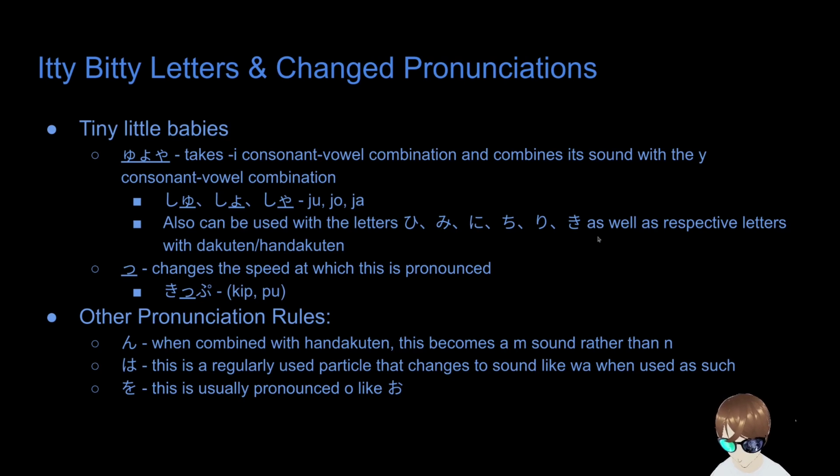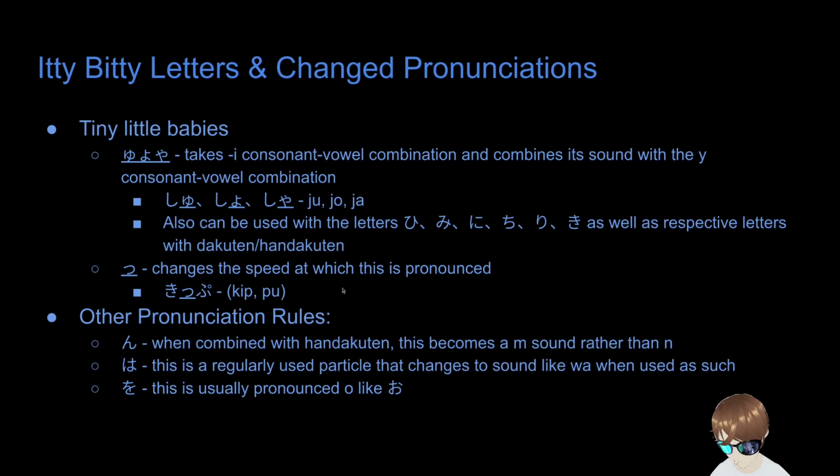And obviously you can write it, as I said, with all of the other consonant-vowel pairs. There's also another itty-bitty hiragana letter in the form of the small tsu. What it's used for is just creating a pause. Now you may be confused about this, but what the tsu does here is make it pause. So instead of this being kipu, it's kip-pu. You have to pause in between.